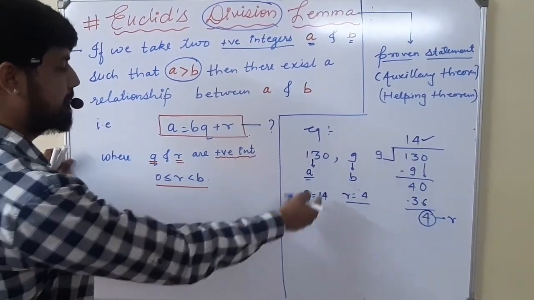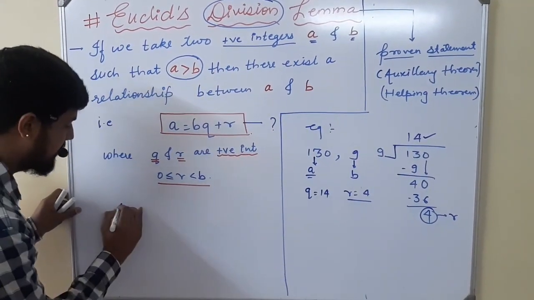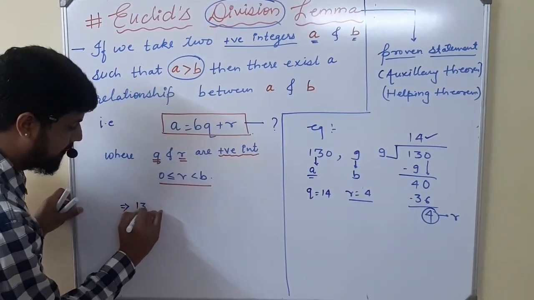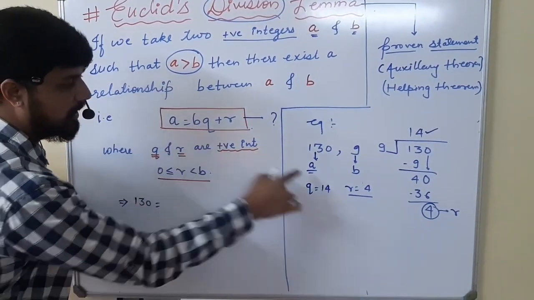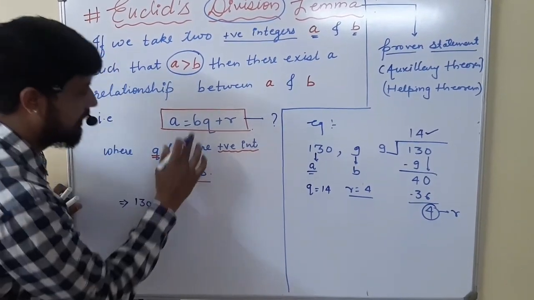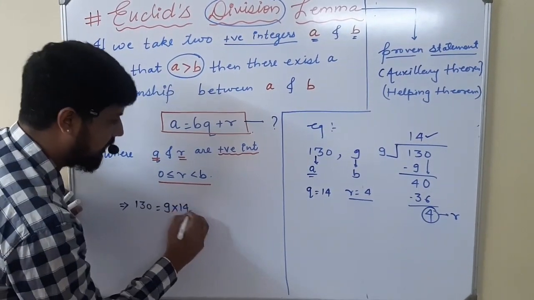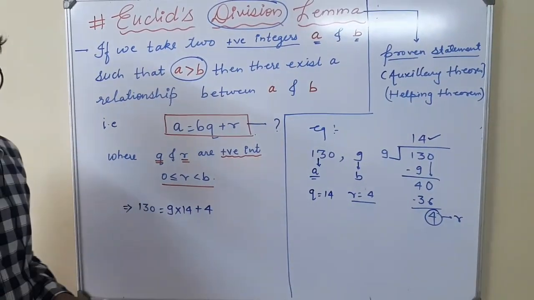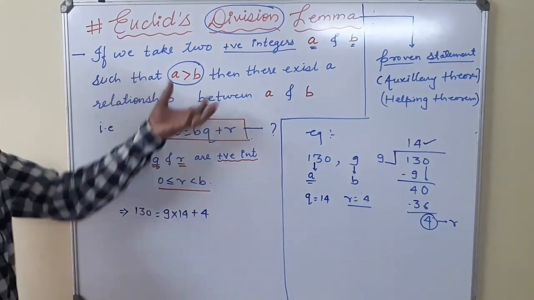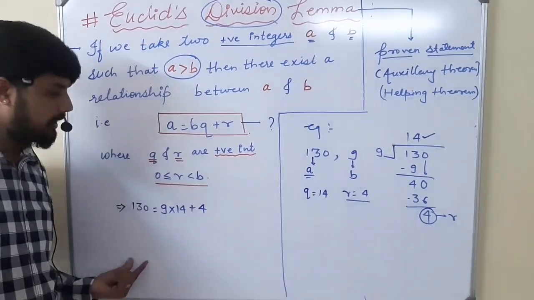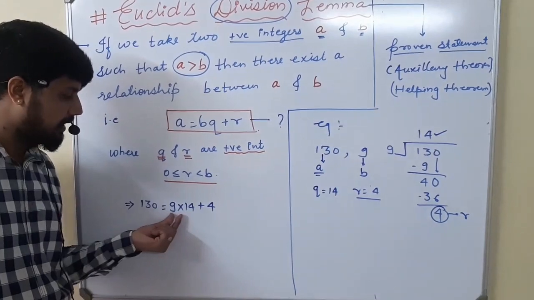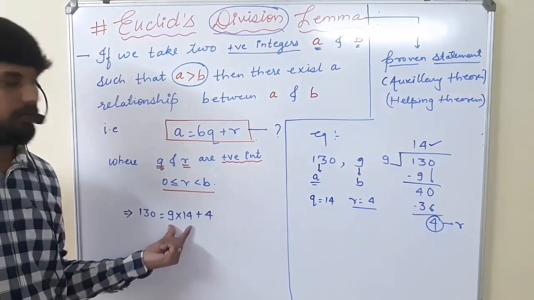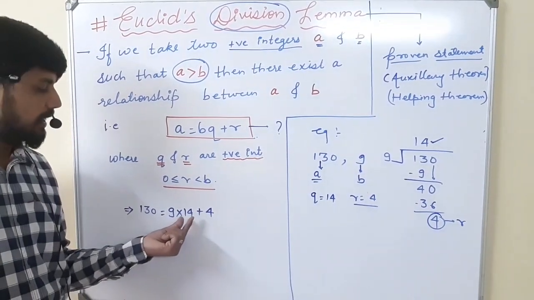Now let's try to express this in the form of Euclid division lemma, that is A is equal to BQ plus R. In place of A, I will write 130 is equal to, in place of B, I will write 9, in place of Q, I will write 14, plus, in place of R, I will write 4. Now let's once more check whether the theorem stands or not. Our LHS is 130. Now in RHS, we have 9 into 14. So 9 14s are 126. You can perform the multiplication, you can count the table of 14.